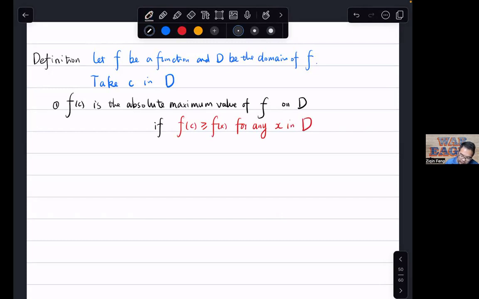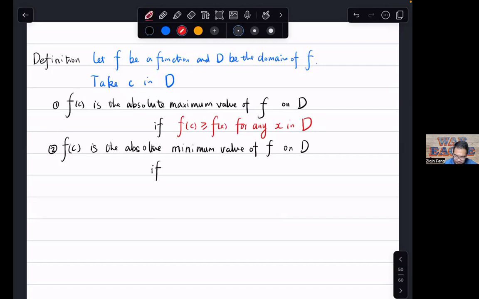Let's see our second definition, a very similar one. f of c is the absolute minimum value of f on D. What happens if f of c is a minimum? f of c is less or equal to f of x for any x inside D, right?